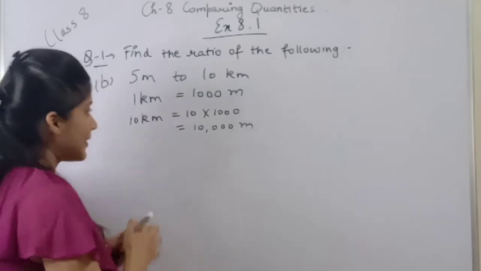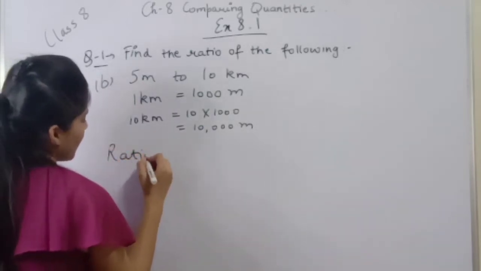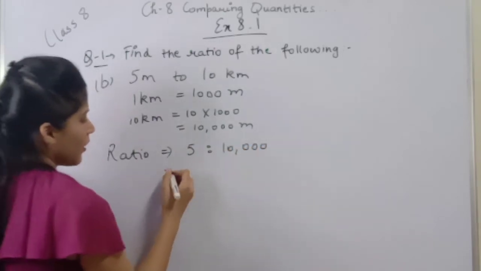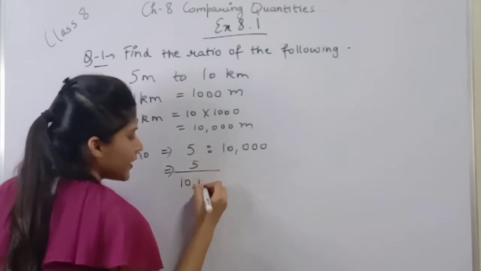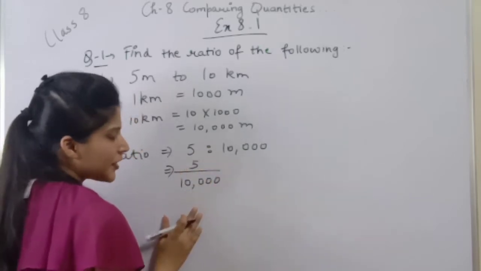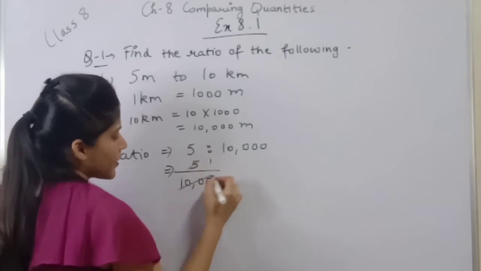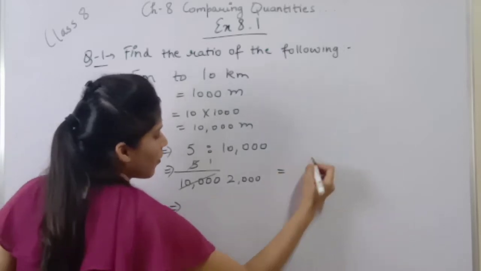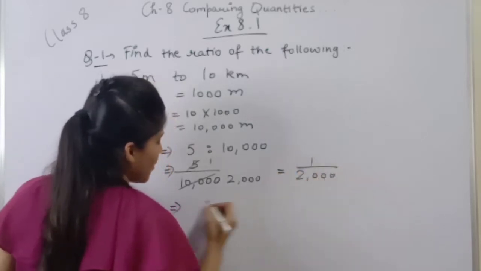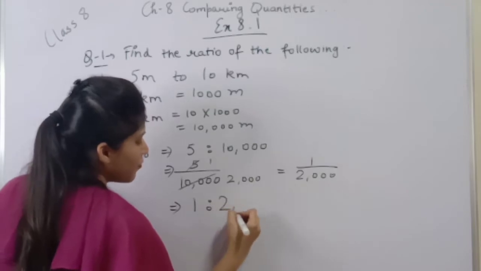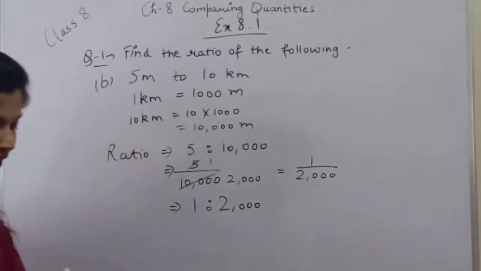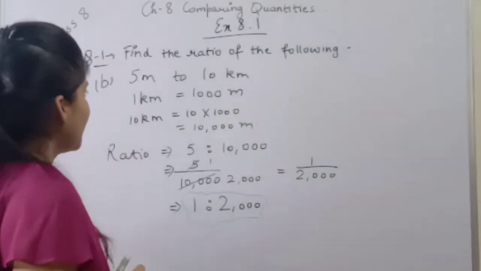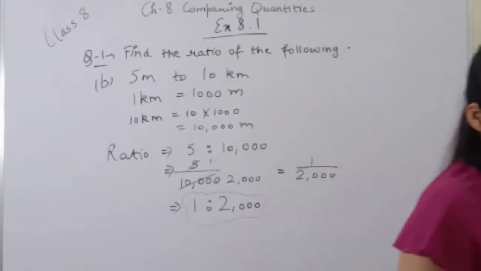So now we can write this as ratio equals to 5 is to 10,000. This can be written as 5 upon 10,000, because ratio can be written in fraction. Now we will cut 5 ones are 5, 5 twos are 10, and 000 as it is. So this becomes 1 upon 2000. So we can write this as 1 is to 2000. So the ratio becomes 1 is to 2000. So this was our part number B.